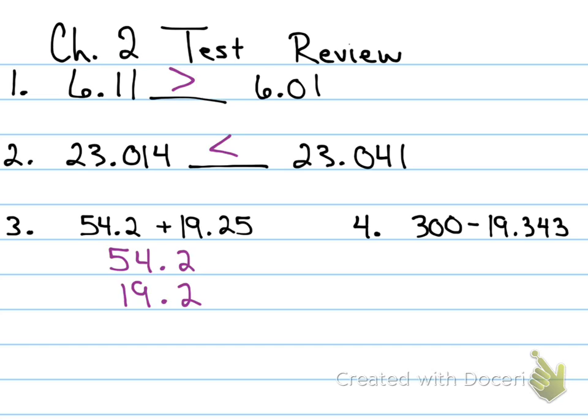Number 3, I've got to line up my decimals. So, what goes above the 5? A 0, very good. I add them up, and I get 73 and 45/100ths. All right, so with adding, it's just a matter of lining up your decimals.